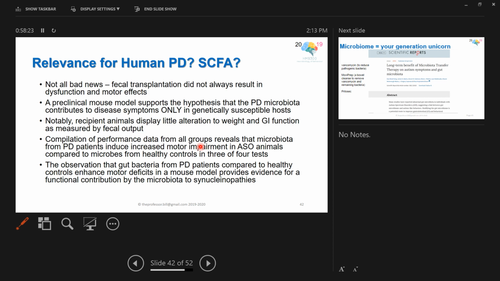But I don't expect you to know this. I'm trying to think of why I put this slide here. I think it might be because of the point that you have to be genetically susceptible in order for the transplant to actually make a difference. So I just want to be clear that all of these studies use this Thy1 promoter alpha-synuclein overexpressing mouse. Thank you, I think that jogged my memory a little bit.